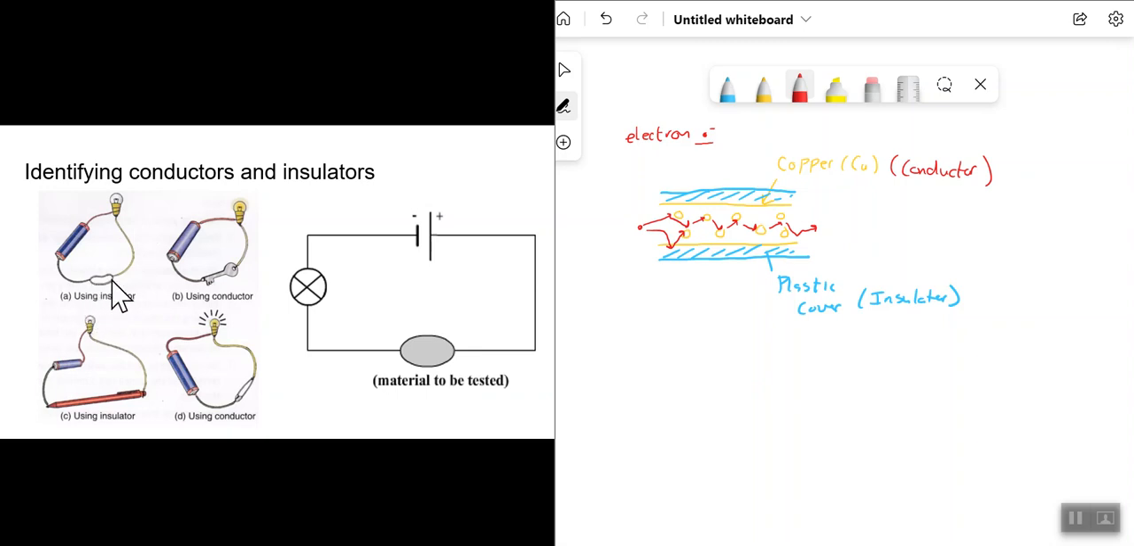So if we use an insulator, we put something that's an insulator in here, what will happen is the electrons won't be able to move through the insulator and therefore the bulb will not light up. If we use a metal, something that is a good conductor, it'll allow the electrons to move through it and the light bulb will light up. Again, if we use an insulator like a pen, the light bulb will not light up. And then if we use a conductor like a paper clip, the light bulb will light up as well. And this is something that we can carry out in the lab.